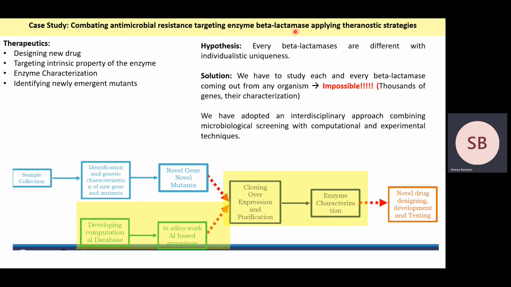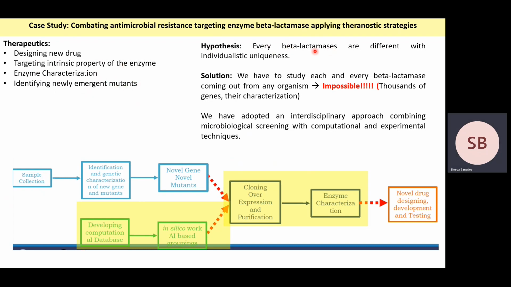We will now look at a case study that is combating antimicrobial resistance targeting enzyme beta lactamase, applying theranostic strategies. So for therapeutics, there are several points. Firstly, designing of new drugs. Then targeting the intrinsic property of some enzyme using these drugs. Then characterizing the enzyme and identifying the newly emergent mutants.